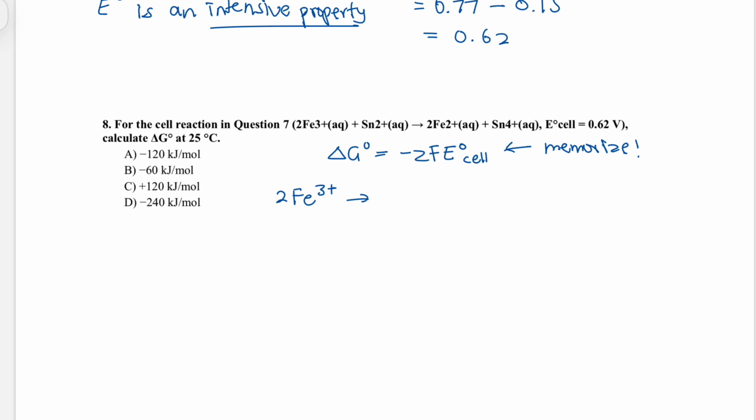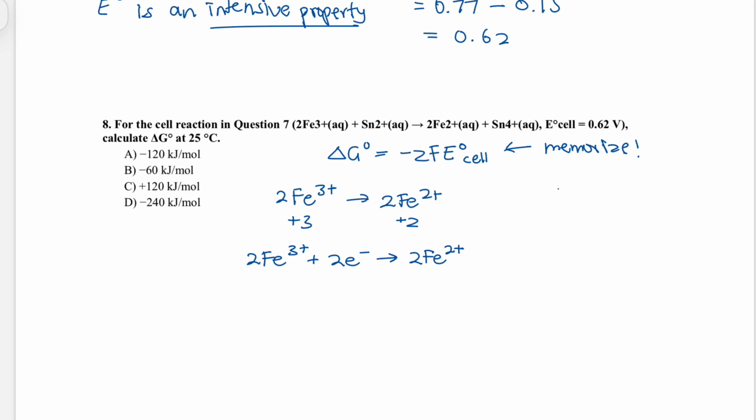So write out the half reactions again, and then also the oxidation numbers. So this is plus 3, this is plus 2. So I have a difference of plus 1, but I have coefficients of 2, so I have to add 2 electrons.